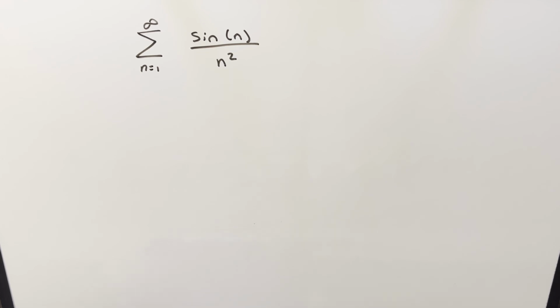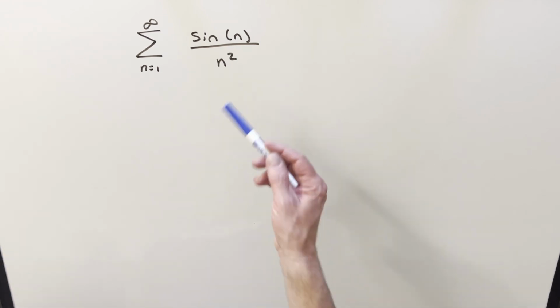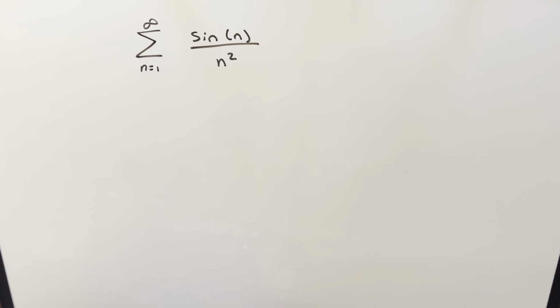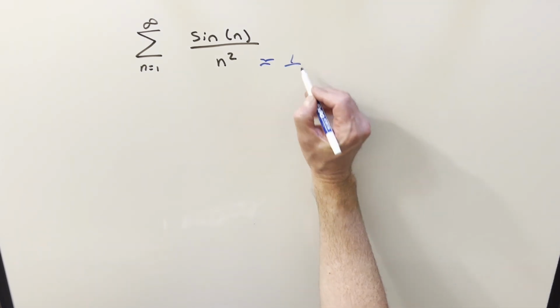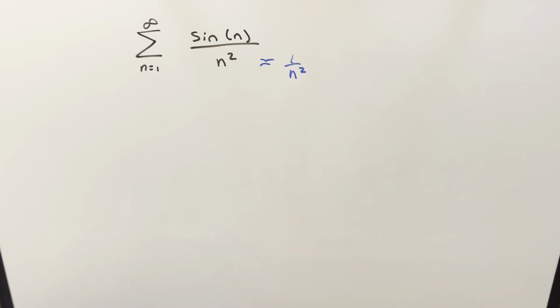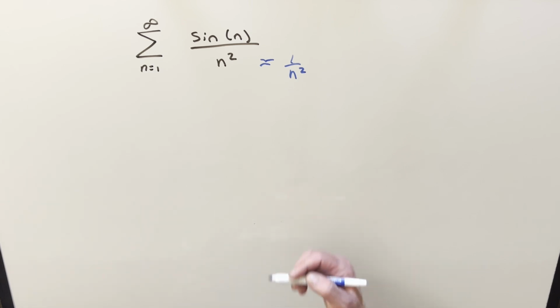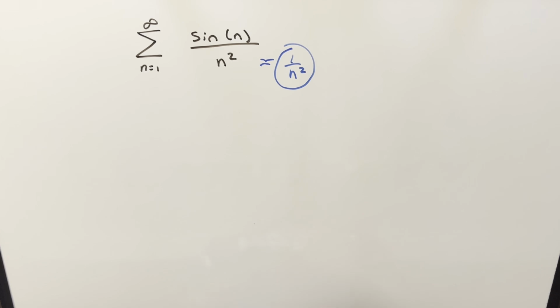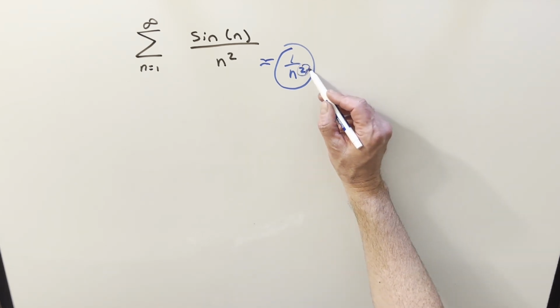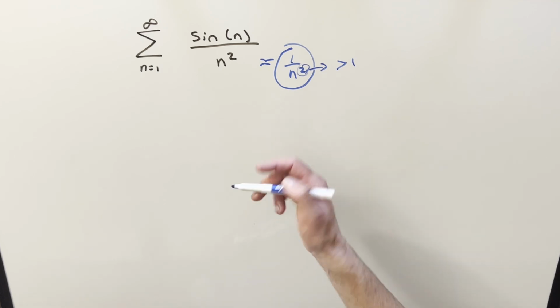Now, one thing I want to do first, which I usually don't do, is think about the convergence of this. It may be clear already seeing that the denominator is n squared, but this expression is similar to 1 over n squared. For real numbers, the sine value is never going to exceed 1. It's always going to be between minus 1 and 1. And we know 1 over n squared converges by the p-series test.